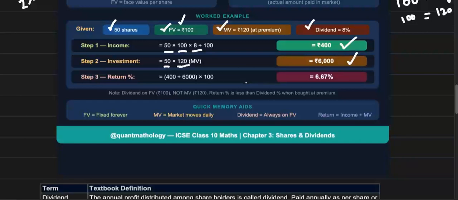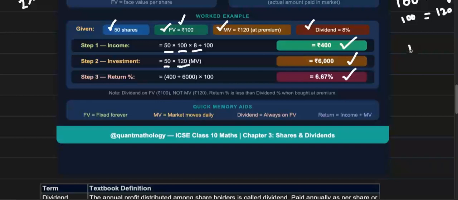So what is the return percentage? For the return percentage, you have to divide your income by the investment and multiply by 100. So 6.67 is your return percentage. Understood? So a return of 6%, 10% yearly dividend is very, very good actually.